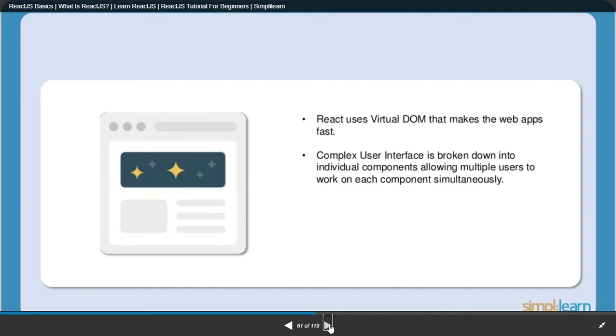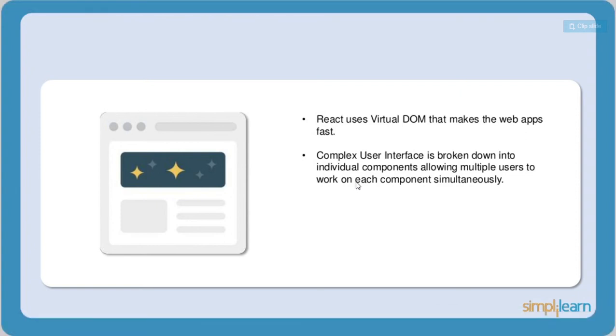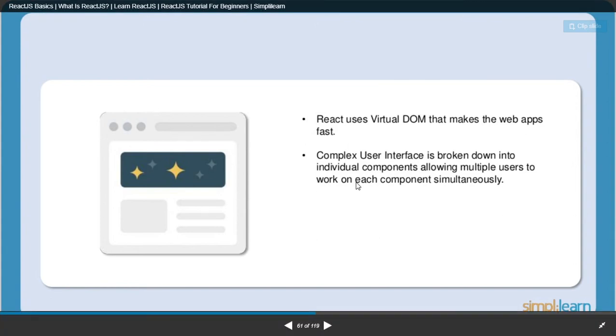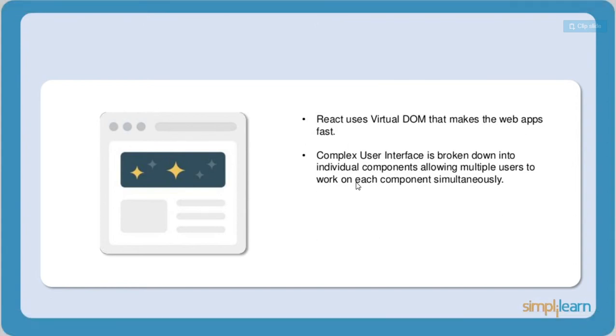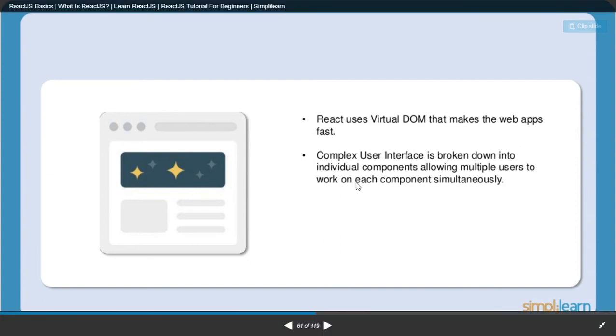It has been broken down into individual components. Consider that you're working on Instagram with 15 teams. You can break the application into 15 different components, and each component can be handled by a separate team, so multiple users can work on individual components simultaneously, without being dependent on each other's components. That is the biggest thing.